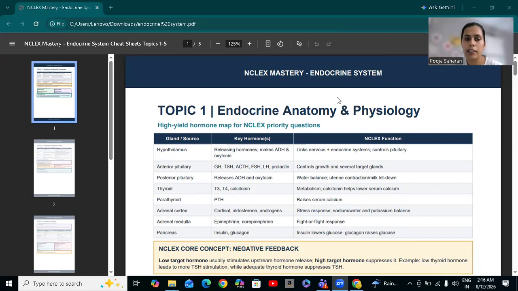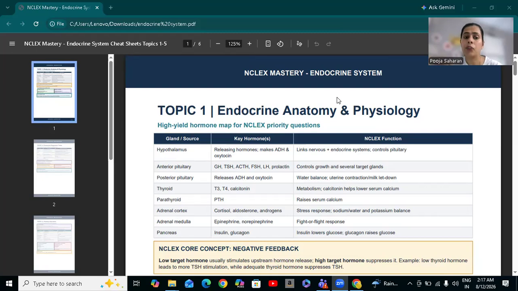The key hormones released by the hypothalamus are, for example, ADH and oxytocin. Whenever you get the term releasing hormones, always keep in mind that it is secreted by the hypothalamus, and that the hypothalamus is the headmaster gland. It links the nervous and endocrine systems, and as I have told you, this is the headmaster gland, so it ultimately controls the master gland, and that master gland is the second one, the pituitary gland.